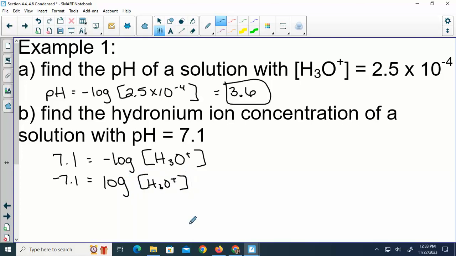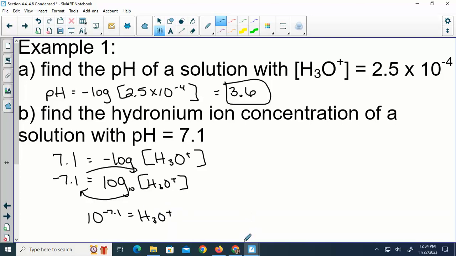Okay. How do I get rid of that log? Think back to those equations that you were solving on your test. How do we solve something like this? Put it in the other format. Yeah, move it into exponential form. What's the base of this log? If I don't have a base written, it's assumed to be 10. So it'd be 10 to the negative 7.1 power equals the H3O+.